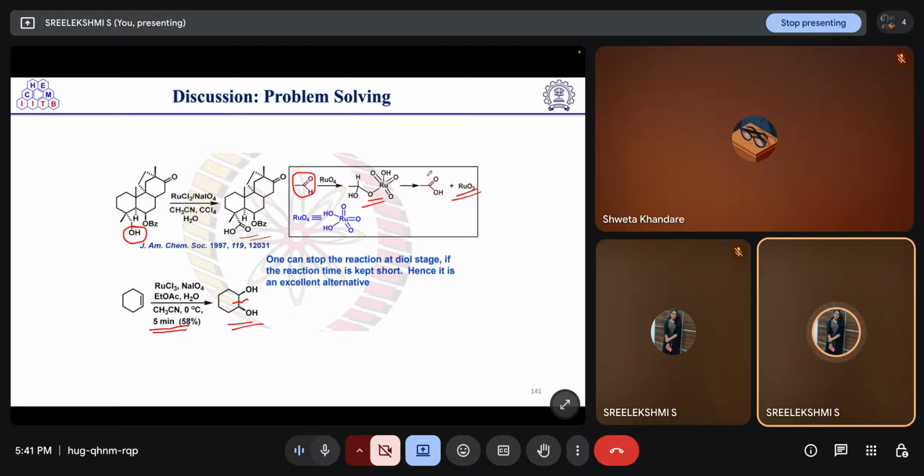So controlling at the aldehyde stage is difficult. Only if we are keeping it for a shorter time, maybe we can get the aldehyde or diol. Otherwise, it will almost always go to the completely oxidized, over-oxidized product.